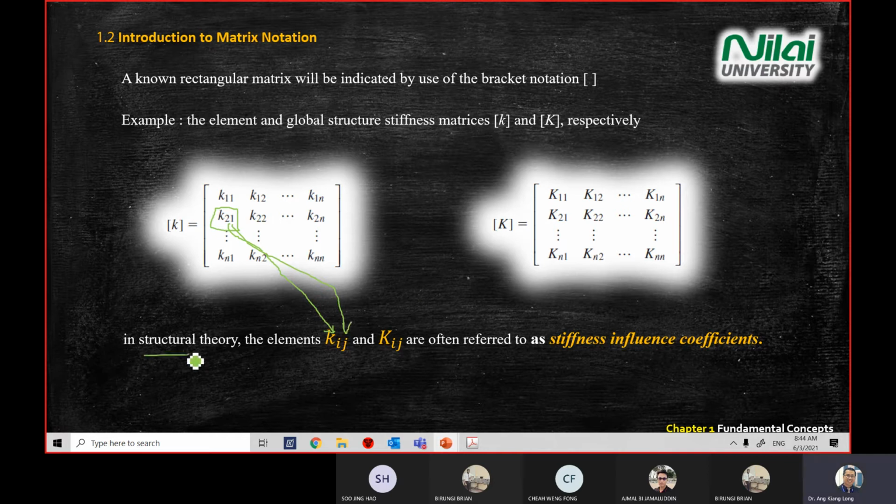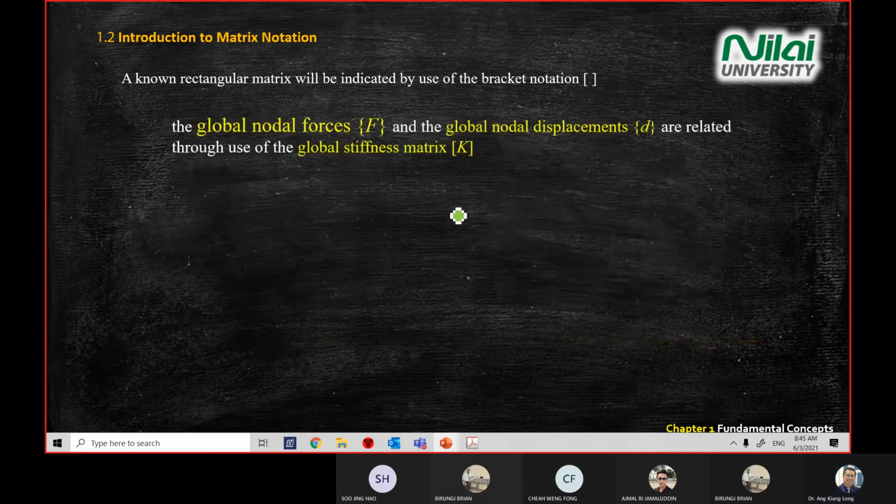So if you deal with structure theory, another technical word you learn today is stiffness coefficient, or the stiffness matrix. We call it stiffness matrix, K. Okay, you only learn about 3 formula today. F equal to KD. What is F? What is force? What is D? What is displacement? What is K? Stiffness matrix. All right.